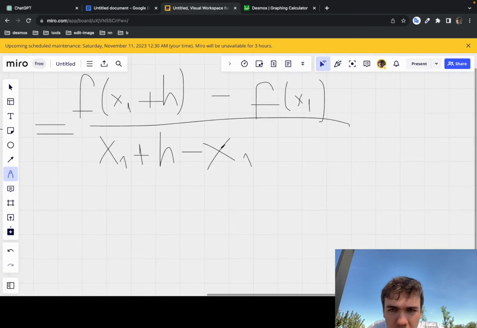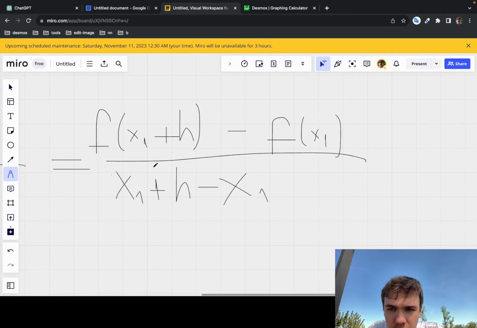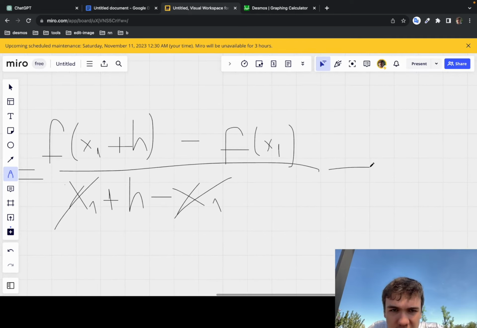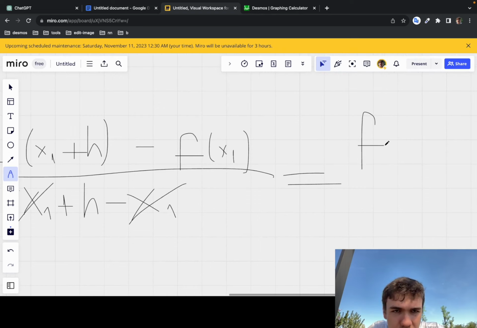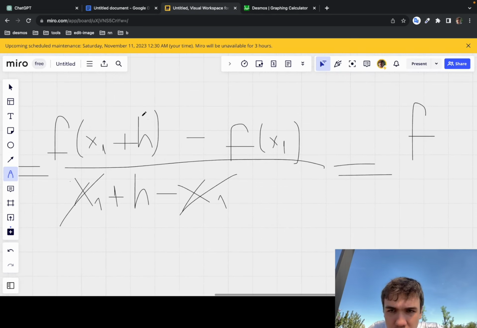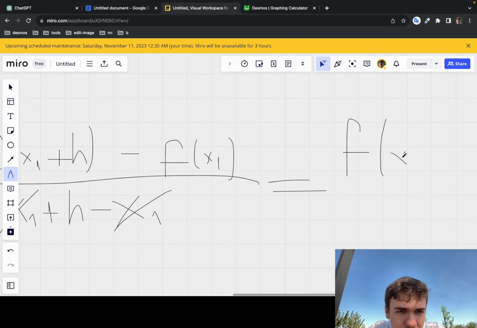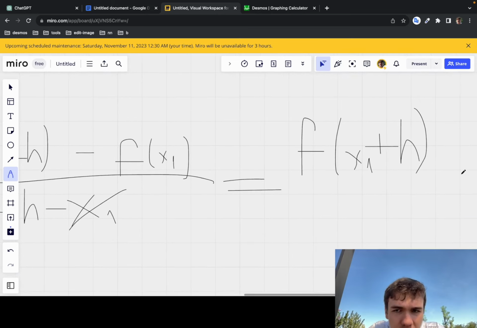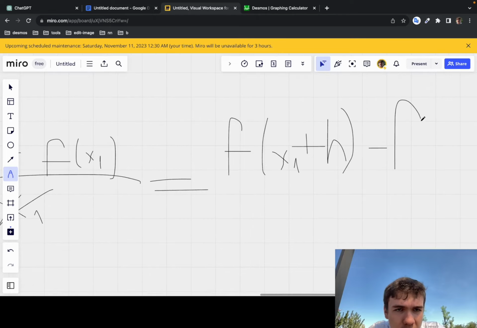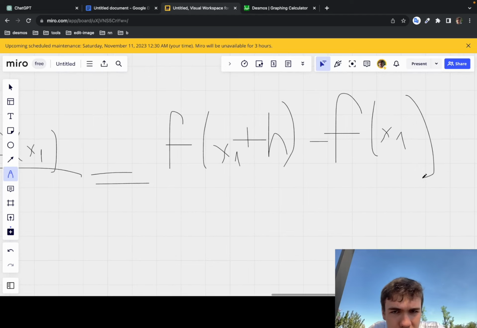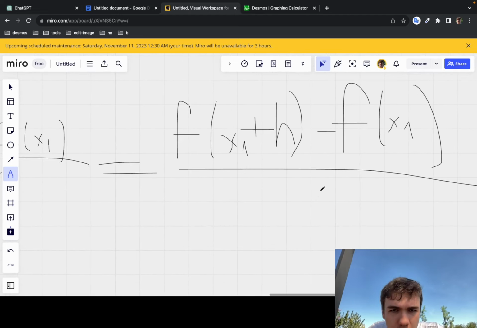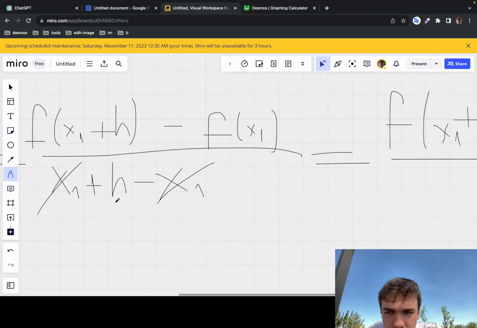So what happens here is that this cancels too, so both of these cancel, and we get this h. We basically say that our derivative is just f, and this doesn't cancel because, of course, inside this function is h, and this is not the same thing. So f(x1 + h), and then minus f(x1), and then over our h, because h is positive.